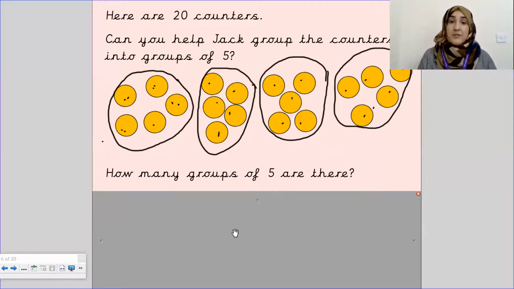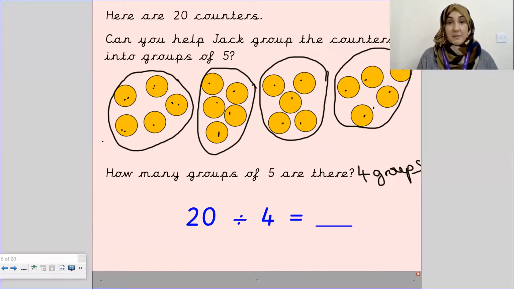Now, how many groups of 5 are there? Can you tell me, Morris class? Well done. There are 4 groups. 4 groups of 5. Let's complete the number sentence. So 20 counters grouped into 4 groups. And how many counters in each group? Well done. 5 in each group.